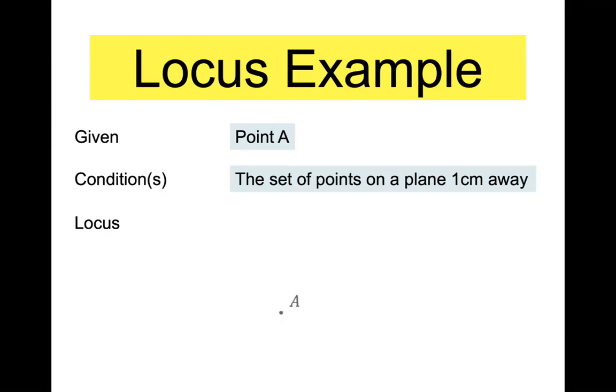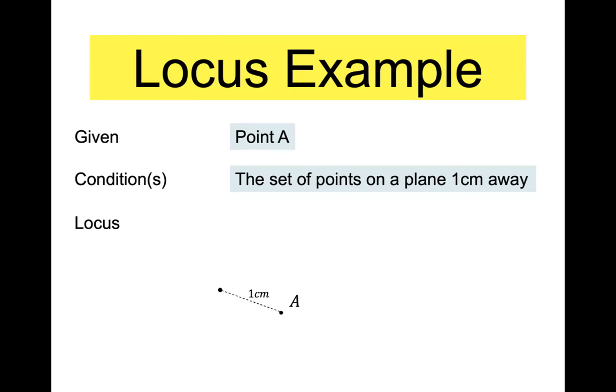So the given is a point A. I can do that. There's point A. The condition is the set of points on a plane. Okay, so what does that mean, on a plane? That means in 2 dimensions, so they're all on the same flat surface, 1 centimeter away from point A. So all the points that are 1 centimeter away from point A.